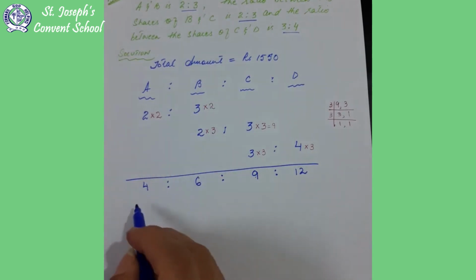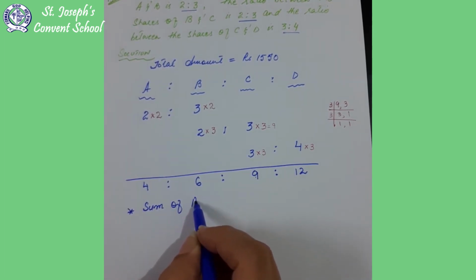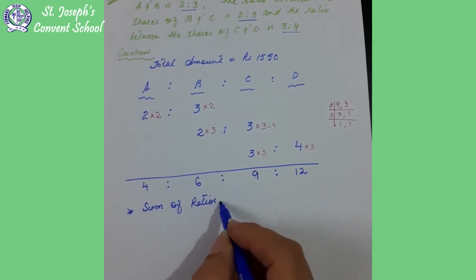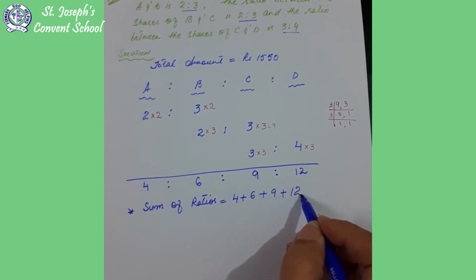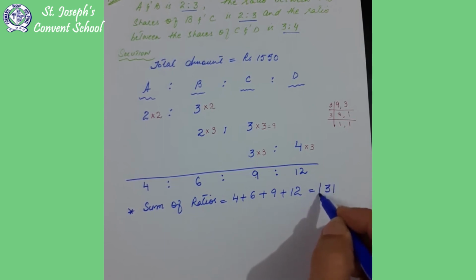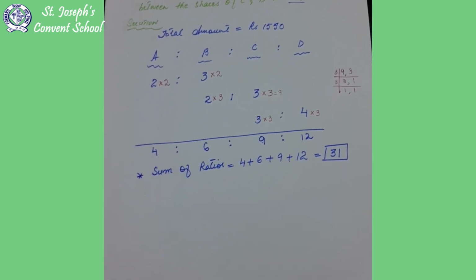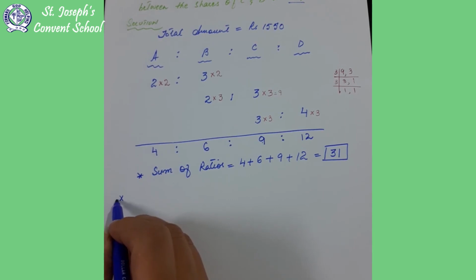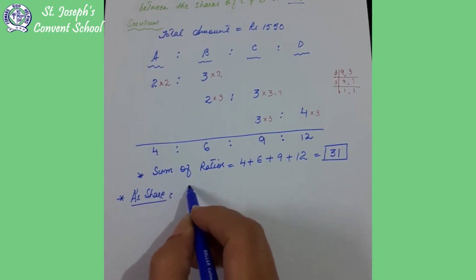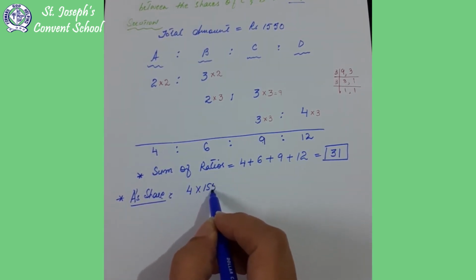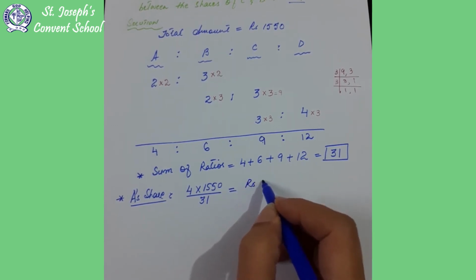Now you know the total amount. Now you'll find the sum of ratios. Sum of ratios means 4 plus 6 plus 9 plus 12. So after adding you'll get 31. This is the sum of ratios. Now you know the total amount and the sum of ratios, so you can find everything. Let's find A's share. A's share is 4 into total amount divided by sum of the ratios. After calculating with calculator, the answer will come 200.